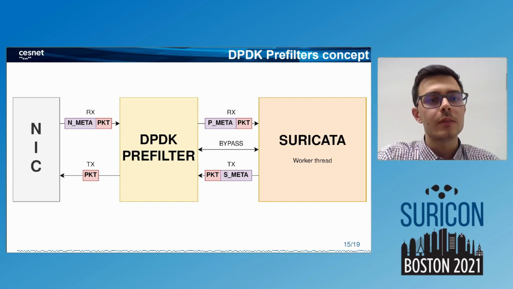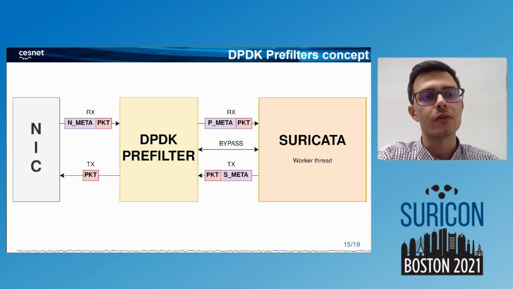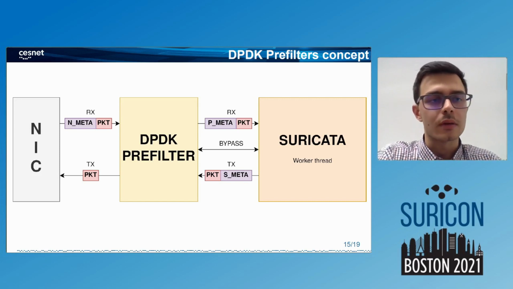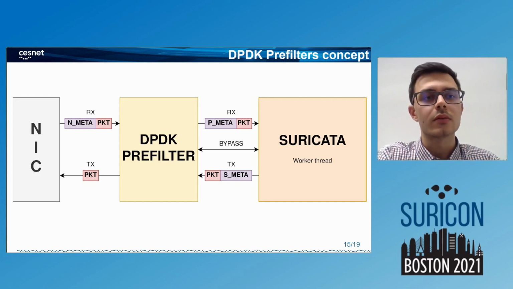Now, with the DPDK prefilters, we can see that there is NIC meta information. The meta information basically depends on hardware offloads of the individual NICs. This meta information depends on what hardware offloads we have in the NICs, and then they are sent to the prefilter.